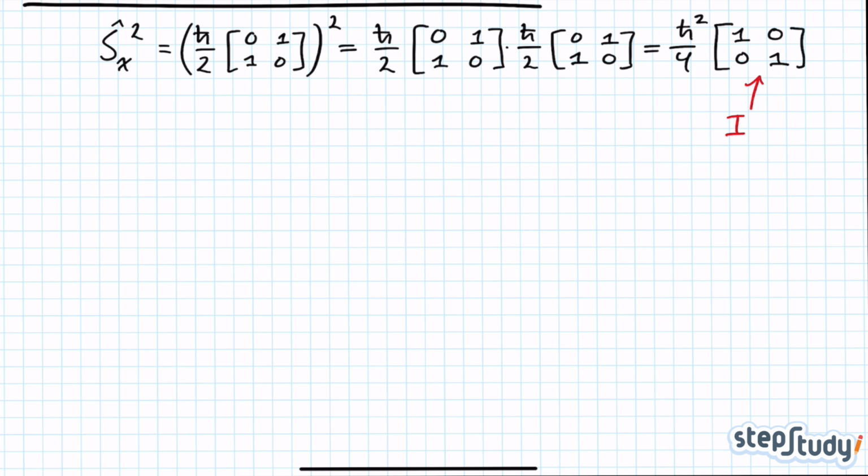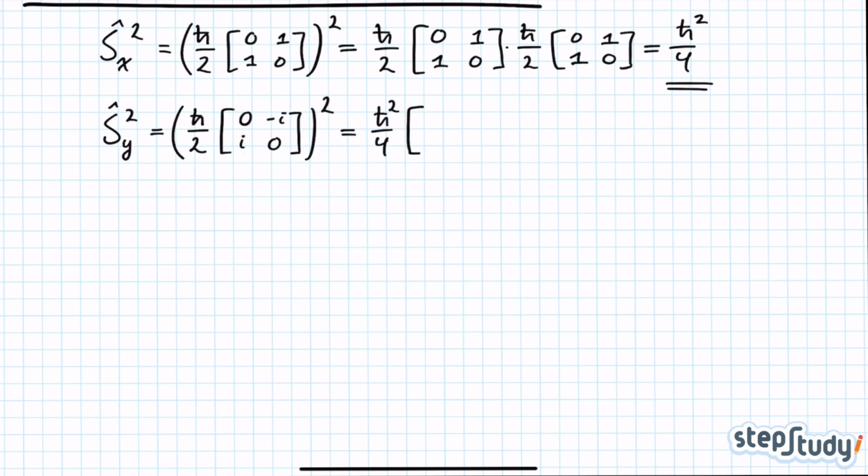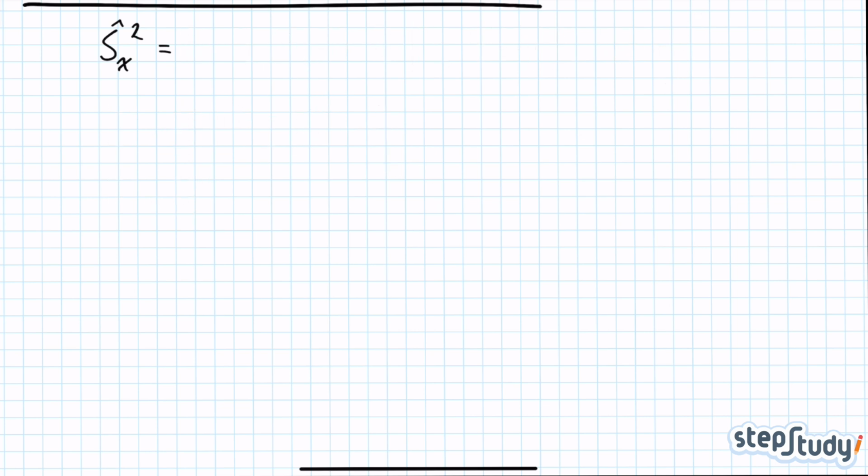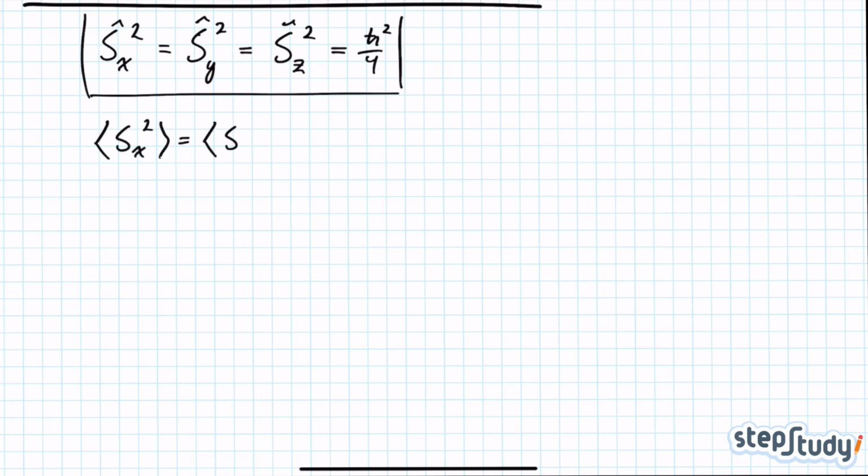times the identity matrix. But the identity matrix has the effect of doing nothing, so we don't even have to write it. When you try to do the same for the y direction, you'll find the answer is exactly the same, and the same goes for the z direction. So all these three spin operators have the same square, namely ħ squared over 4. So it follows that the expectation values of all these must be the same as well. And that's what we need for the uncertainties that we're trying to find.